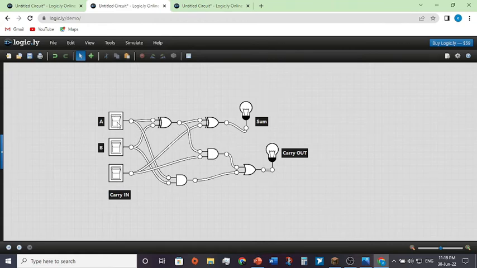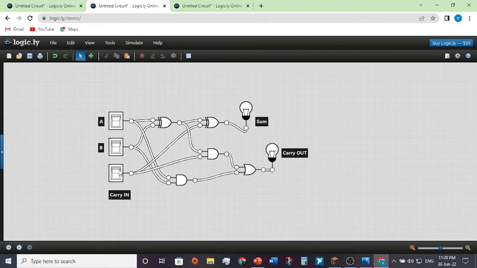So here, this XOR and this AND are like a half adder. For the full adder, there are basically two half adders. The only thing more is this OR gate, to combine the two carry outs we get into one single one. That's why this OR gate is used.